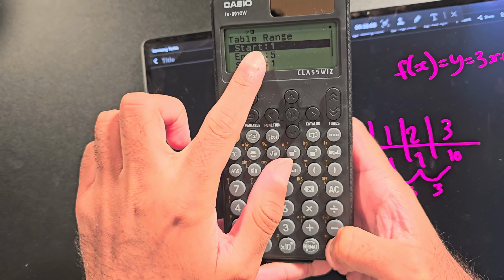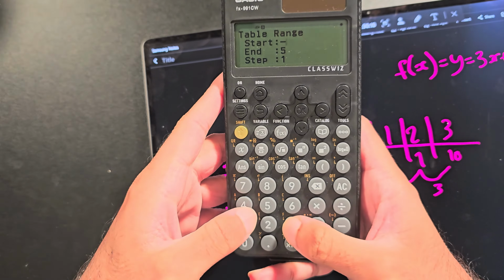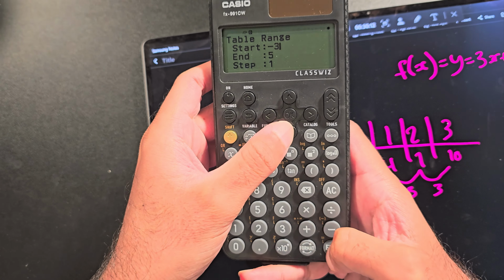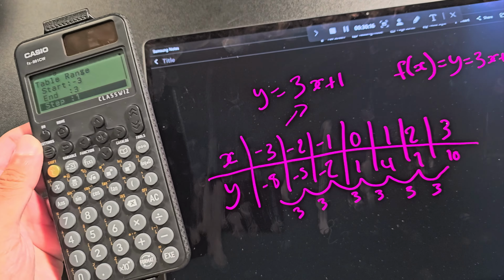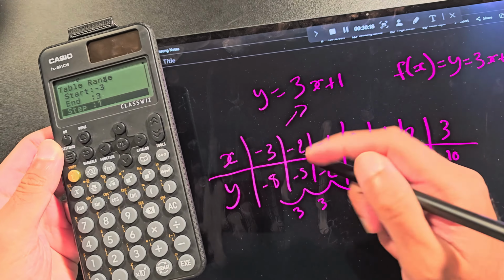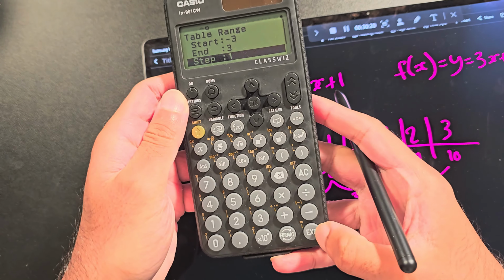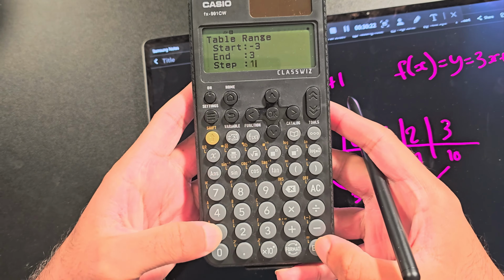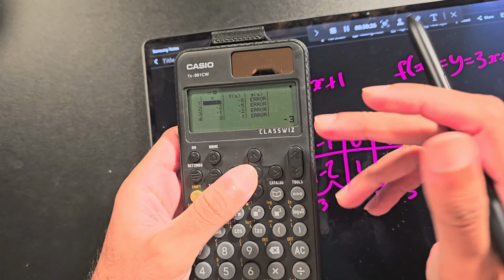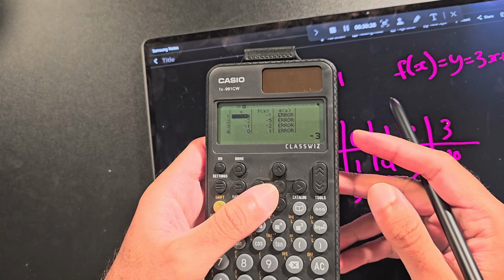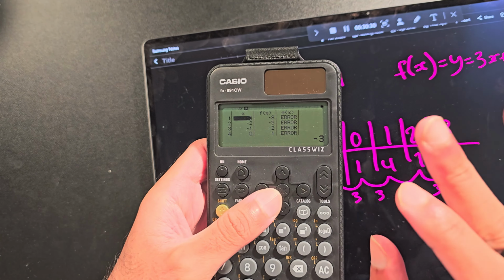We want to start it at -3, and we want to end it at 3. The step is how much we're going up in, and as I said earlier, we're going up in ones. So that is fine. 1, yep. And then execute. The g of x will come up as an error because we have not defined it, so we don't need to worry about that.